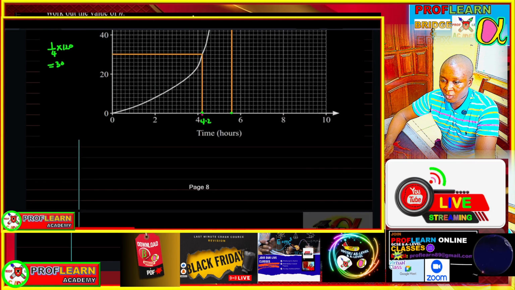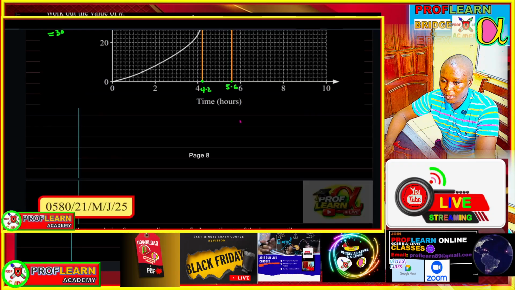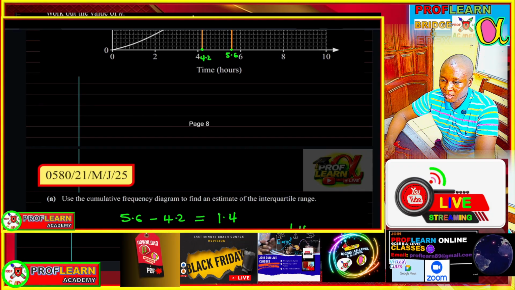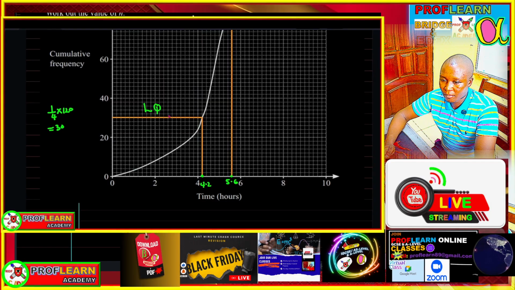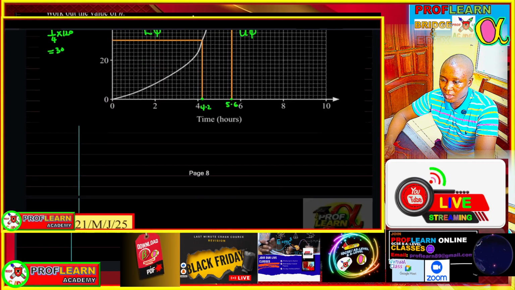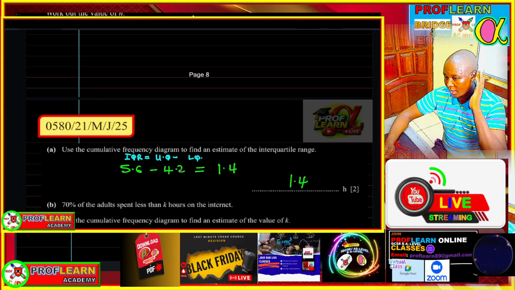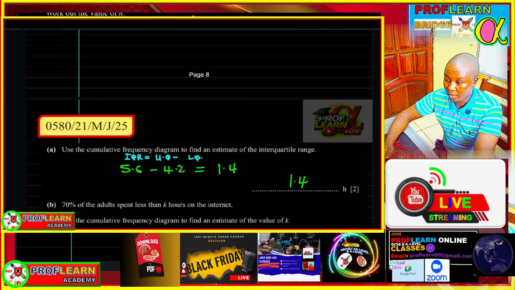So this is going to be 4.2 and this is going to be 5.6. Then we can say interquartile range is upper quartile minus the lower quartile, and that is going to translate to 1.4. Yeah, so here what I did is the interquartile range equals upper quartile minus the lower quartile, which gave me 1.4.